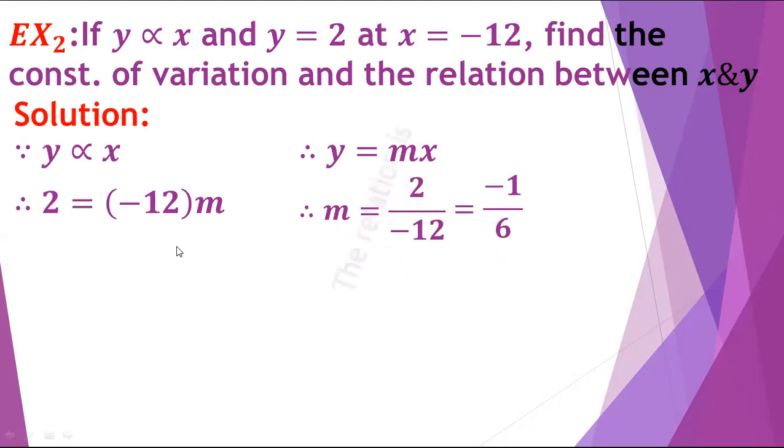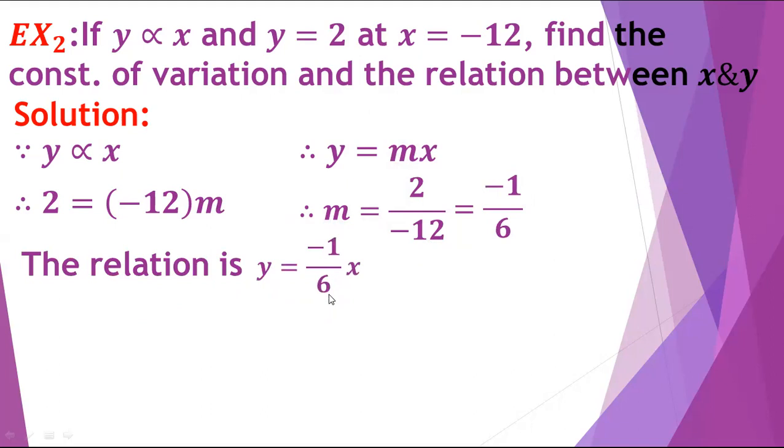Write the relation, then y equals negative 1 over 6 times x, negative 1 over 6x. And this is the relation between y and x. If I have any value of y, we can find the value of x. If you have any value of x, you can find the value of y.